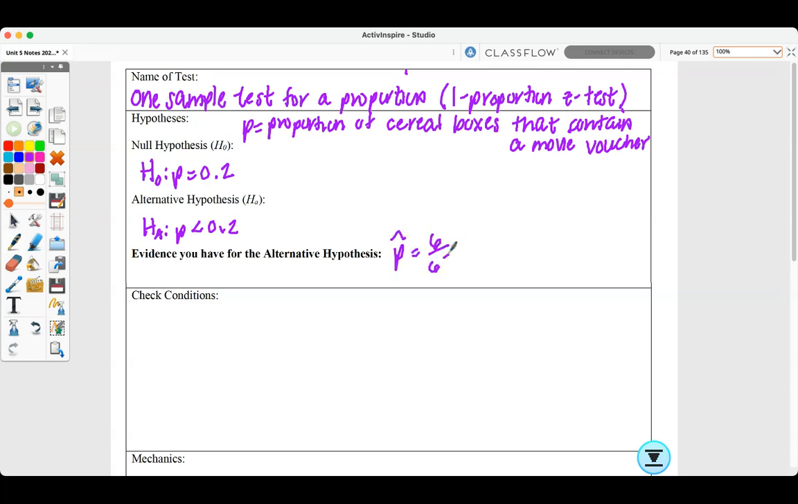And the evidence for our alternative hypothesis is p hat, the sample the students found, 6 divided by 65, which is about 0.092, which is less than 0.2. You still have to check your conditions. And our first condition about a random sample, we were told to assume the 65 cereal boxes come from a random sample.